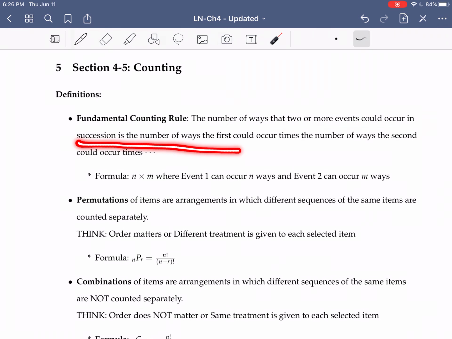Right, so if we have just two events, and the first event can occur n ways, and the second can occur m ways, we just multiply these two things together. So if I have 10 shirts and 6 pairs of pants, and I consider an outfit 1 shirt and 1 pair of pants, and any shirt goes with any pair of pants, the number of outfits that I could make is 10 times 6, or 60.